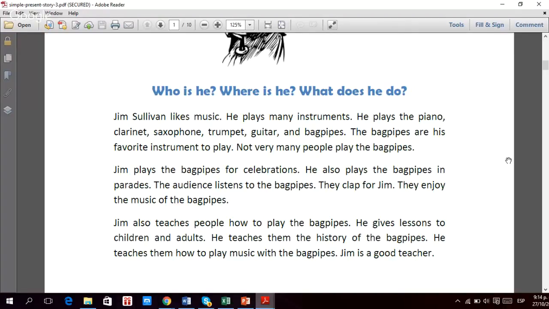They clap for Jim. They enjoy the music of the bagpipes. Jim also teaches people how to play the bagpipes. He gives lessons to children and adults. He teaches them the history of the bagpipes. He teaches them how to play music with the bagpipes. Jim is a good teacher.